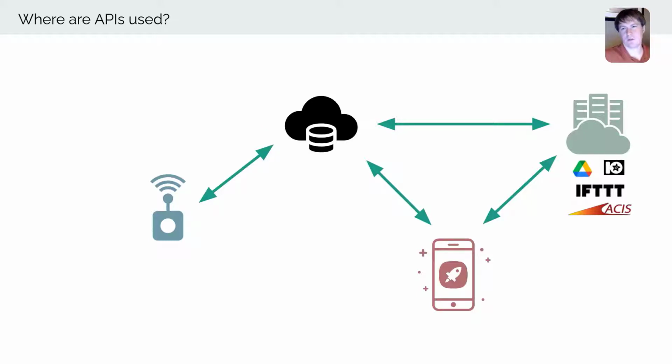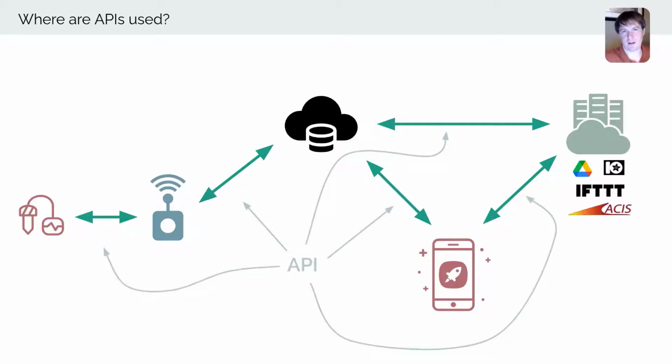Or maybe you have other sensors out in the field and they need to communicate with a gateway or a base station before it can get the data up to the cloud. And so there's a connection there too. All these connections, they serve very different purposes, but they're all APIs. And because there's so many different types of APIs, it's helpful to group them into categories.